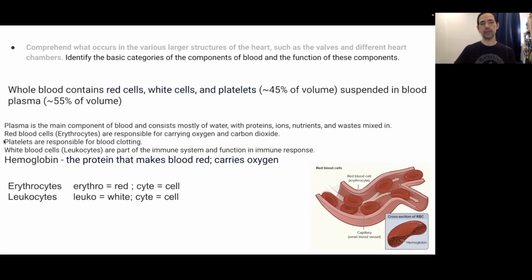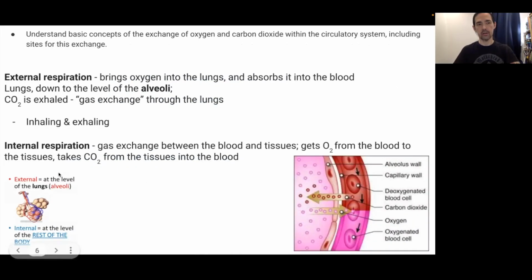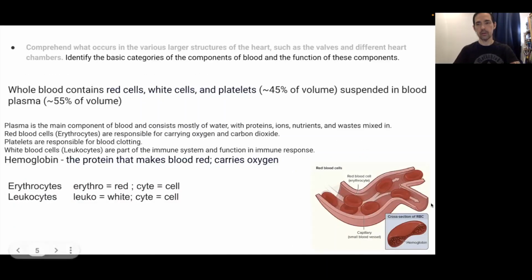Here are the 5 parts of the blood: plasma, red blood cells, platelets, white blood cells, and hemoglobin. So plasma is the water. It's the fluid of the blood. It's the main part of the blood. 55% of the blood is plasma.